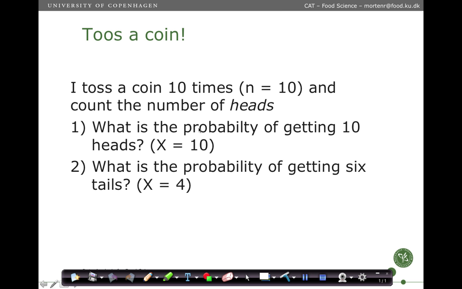So if we take the example of tossing a coin, I toss a coin 10 times, so n is 10, and I count the number of heads. So now we could ask ourselves, what is the probability of getting 10 heads? Or we could ask ourselves, what is the probability of getting 6 tails?